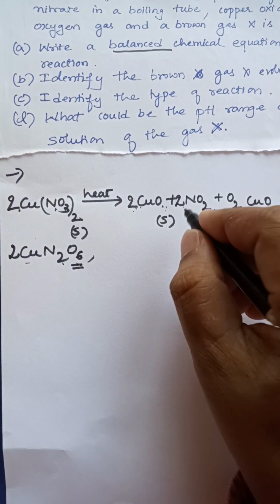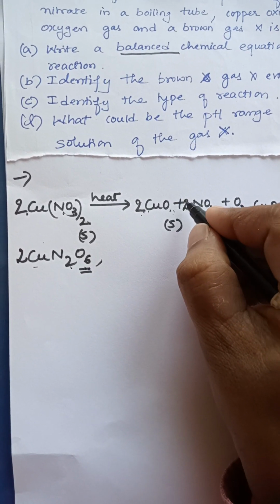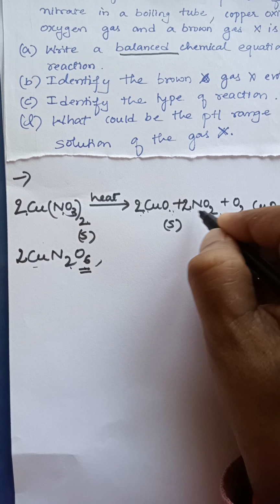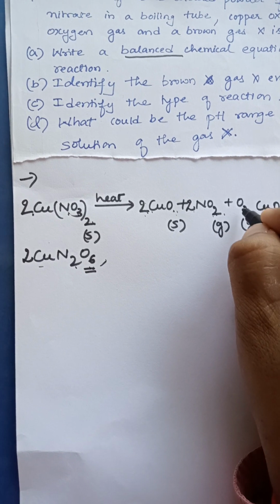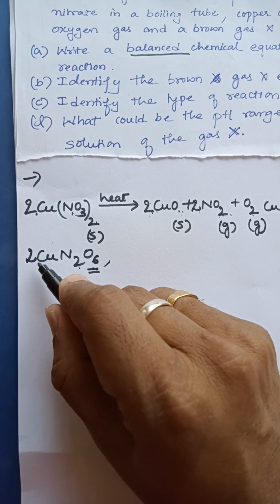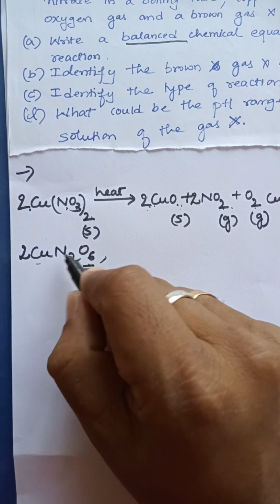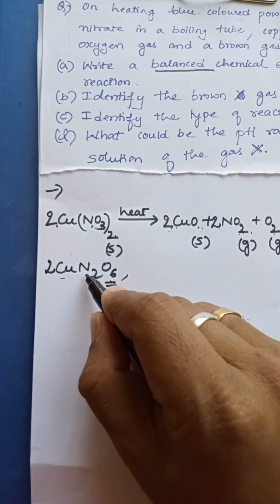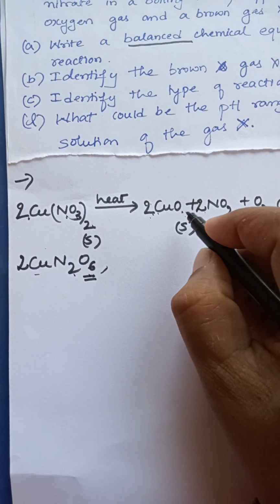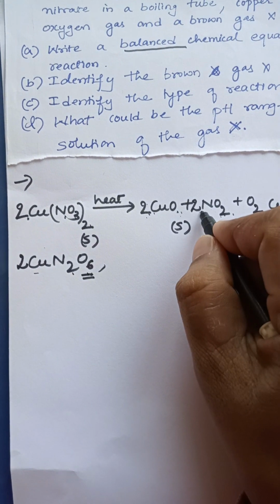So we have to increase the number of oxygen atoms in the product side. How can that be done? I'll multiply this by 2. Why should I multiply this by 2? Let's recount the number of nitrogen atoms after writing 2 here. Nitrogen atoms is 2 into 2, that is 4. 4 nitrogen atoms here, and here as you can see the number of nitrogen atoms is 2.